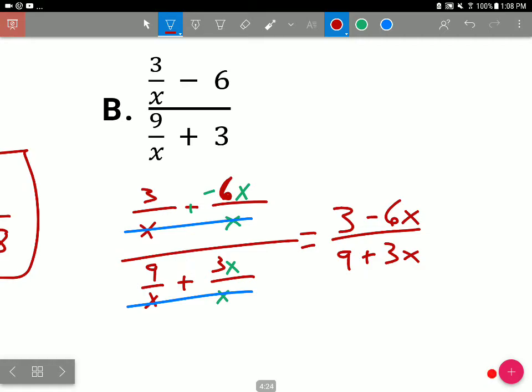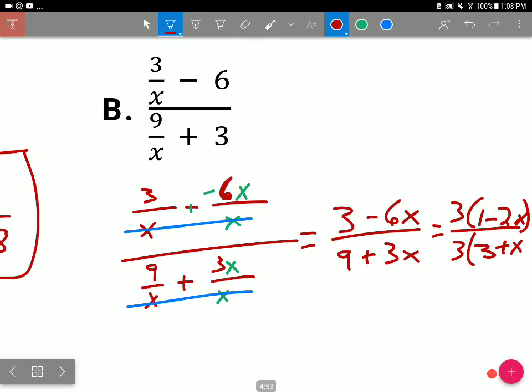Can we factor anything out of the top? Yeah, by 3. Okay, so what does that leave you with? 1 minus 2x. Good. Can you factor anything out of the bottom? 3 again. And what does it leave you with? 3 and 1. 3 plus x.